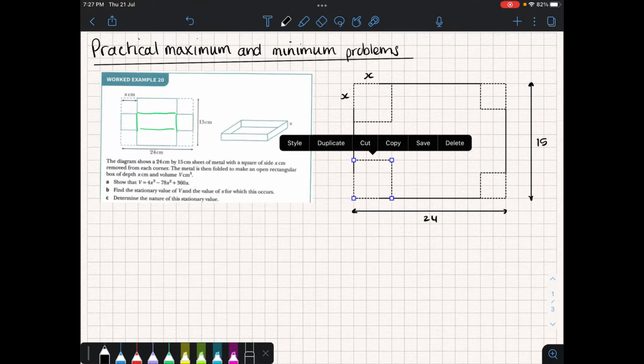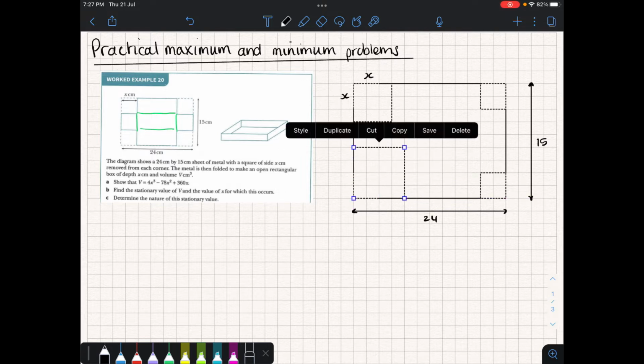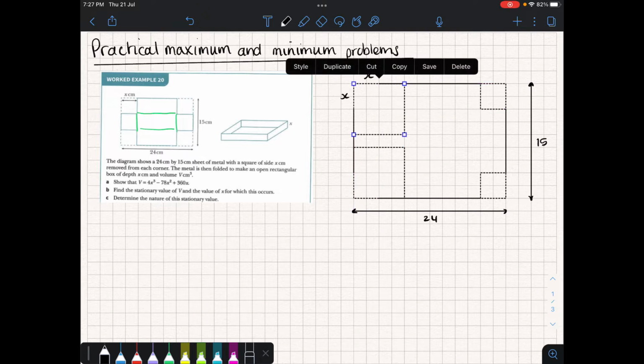Now you can imagine as we change the value of x, the cutout is getting bigger and bigger, and so the sides of the box are getting deeper and deeper. But every time we change x, we're also making the dimensions of the length and the breadth smaller. So even though we're making the height bigger, we're making the internal dimensions smaller.